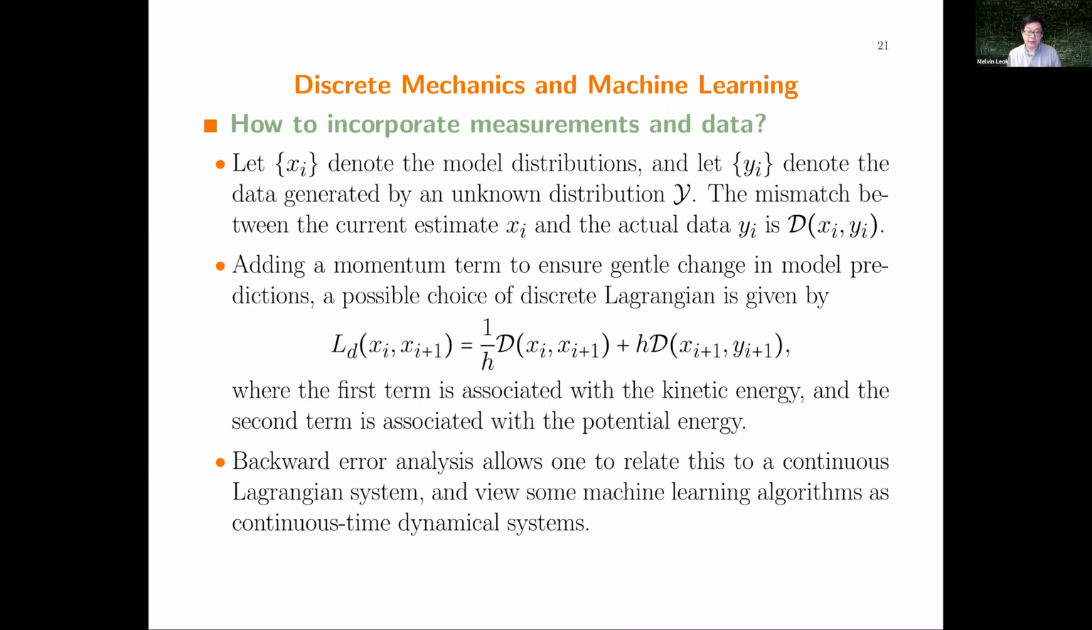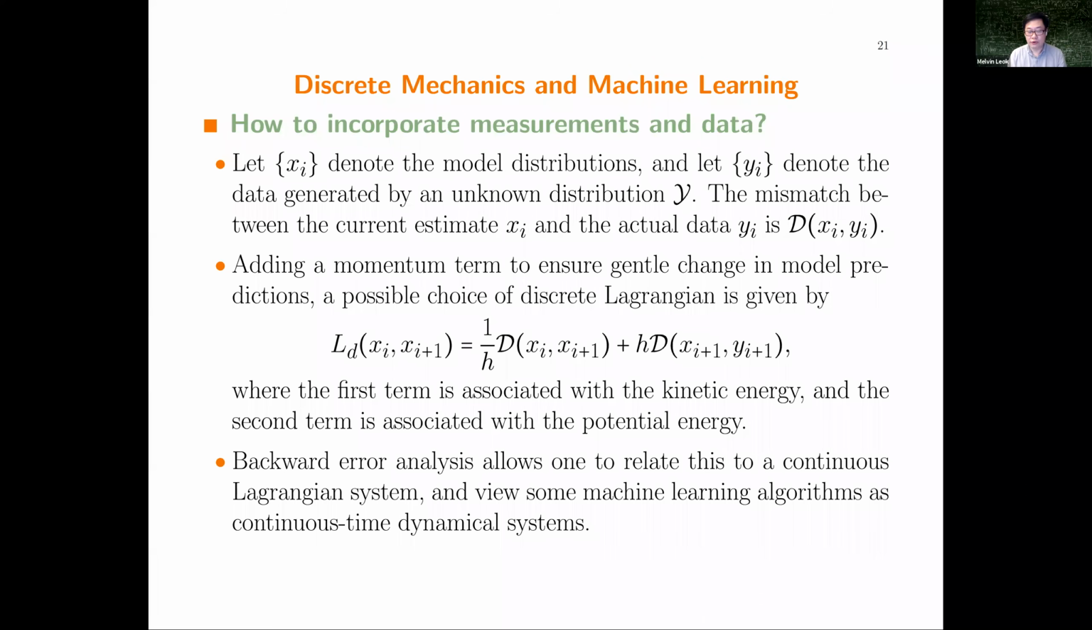So the next thing is, given one of these divergence functions, how do you actually incorporate data? And is there a mechanical interpretation to certain machine learning algorithms? One way to think about this is that you can think of the dynamics on the space of probability distributions as trying to find a good representative element of the space of probability distributions which matches the data well, okay? At the same time, you don't want the algorithm to go straight to the minimizer of this; you want the thing to be updated in a relatively smooth way.